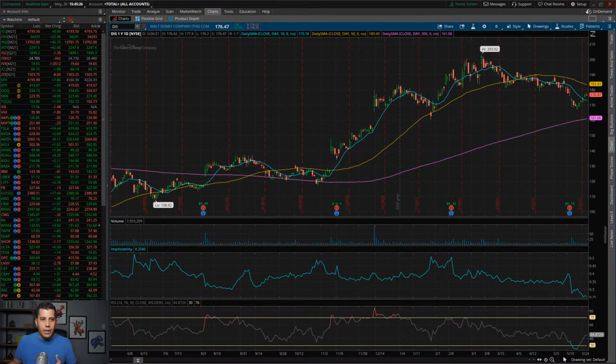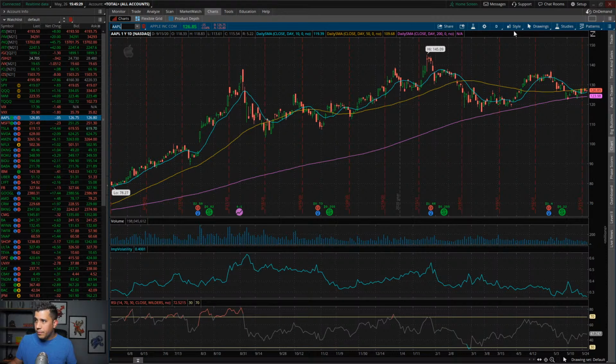Let's look at this. Let's look at the Apple 2-year chart.